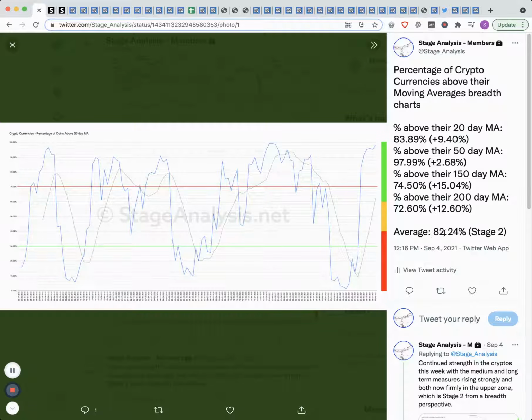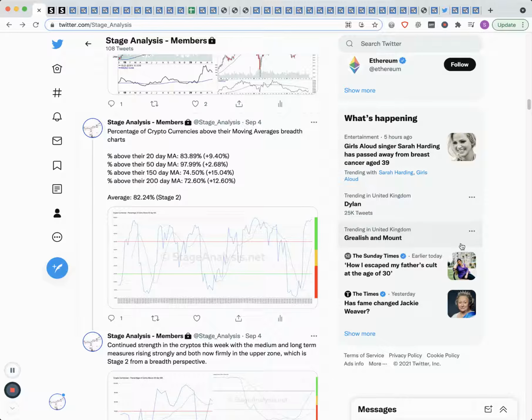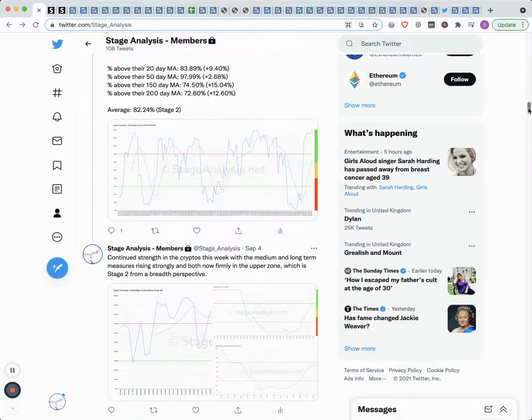And at the top, we've got 82.24% of cryptocurrencies above their 20-day, 50-day, 150 and 200-day MAs combined at the moment. So we're in a strong stage 2 at the moment in terms of the breadth for crypto coins. Whether the actual coins themselves are in stage 2 is debatable. In some cases, a lot are still in stage 1, as most were very deeply oversold after the move back down in May.